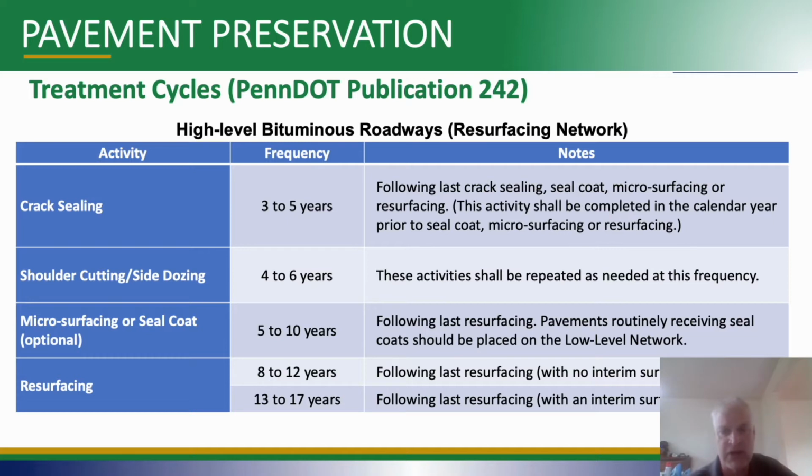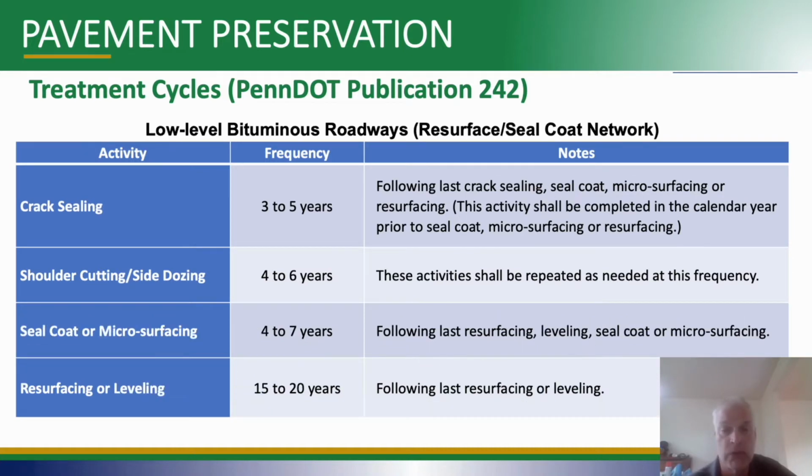And that's obviously going to depend on the facility, whether there's curb or what type of shoulder it is obviously impacts whether you need to do these. There's an option to do a microsurfacing or a seal coat every 5 to 10 years. That might just be used to extend the time till you need to do the resurfacing, which is shown below. This doesn't mean it's a low-level road that needs to be continuously maintained with seal coats, but you could still do a seal coat on a high-level road just to extend the time till you do the eventual resurfacing.